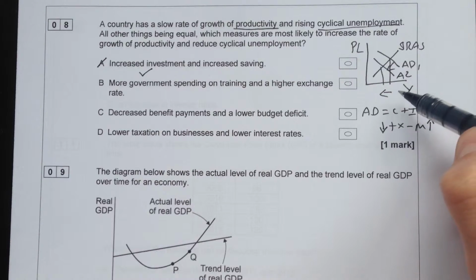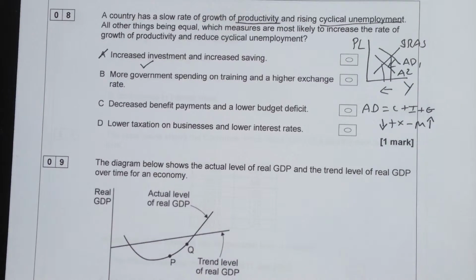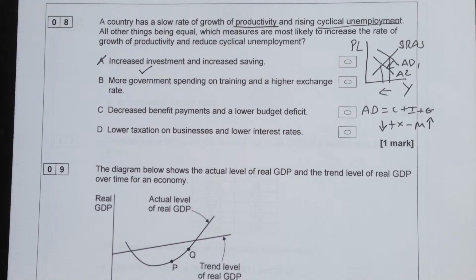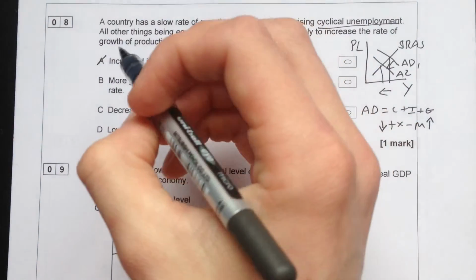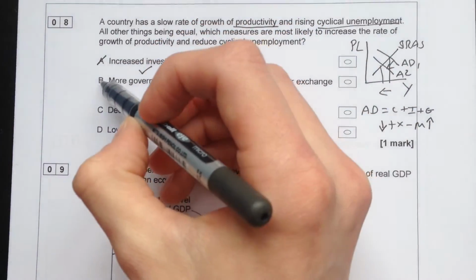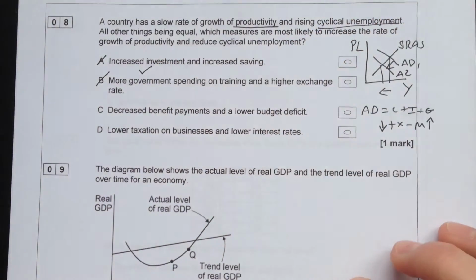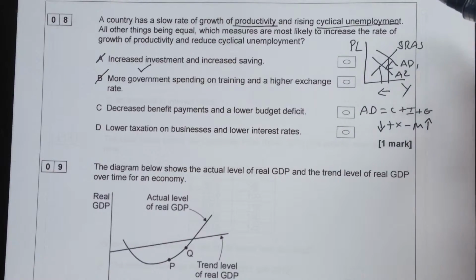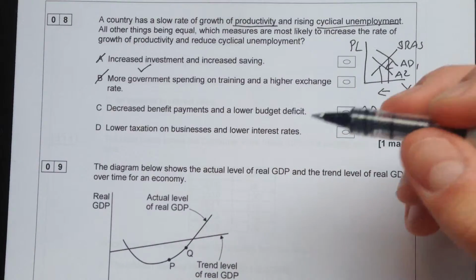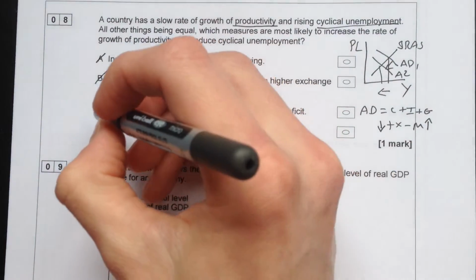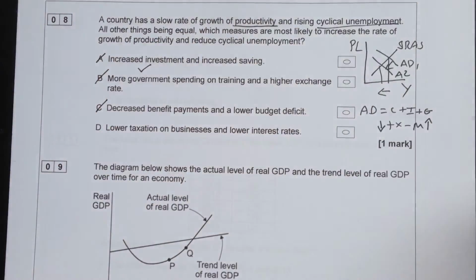AD would shift to the left, which will cause more unemployment, because remember, labour is derived from the demand for the final good. So it's not going to be B. Decrease in benefit payments and lower budget deficit. Well, it's cyclical unemployment. It's not lazy unemployment or something like that. They're not choosing to not work. It's just that there's no jobs there. So that won't have an effect. So it must be D.